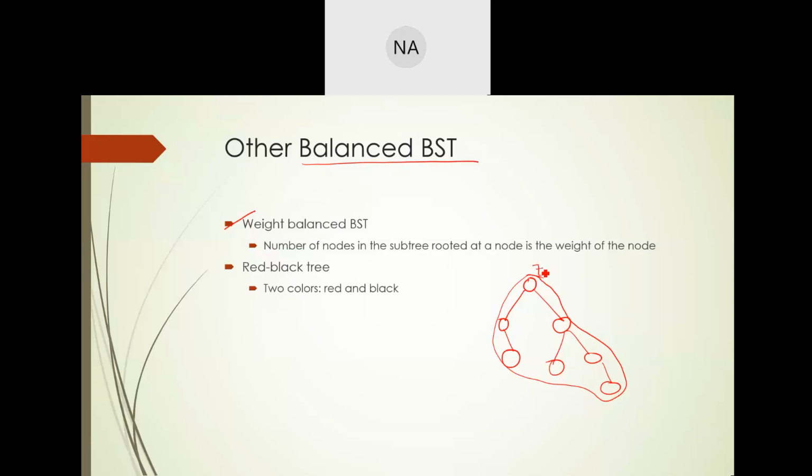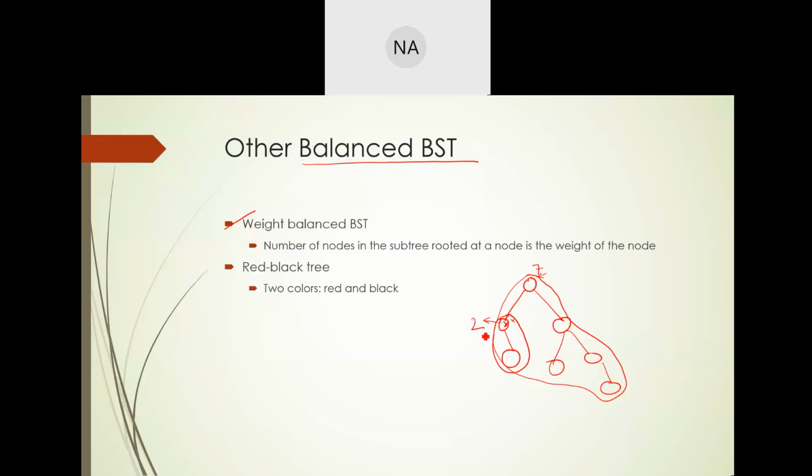Now consider this node. What is the subtree which is rooted at this node? This subtree. The root of this subtree is this node, right? So what is the weight of this node? The number of nodes in the subtree which is rooted at this node. This subtree contains only two nodes, right? So the weight of this node will be 2.